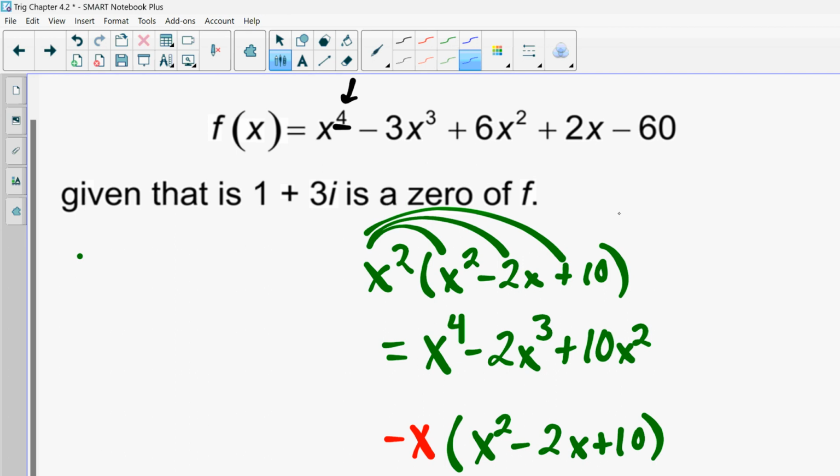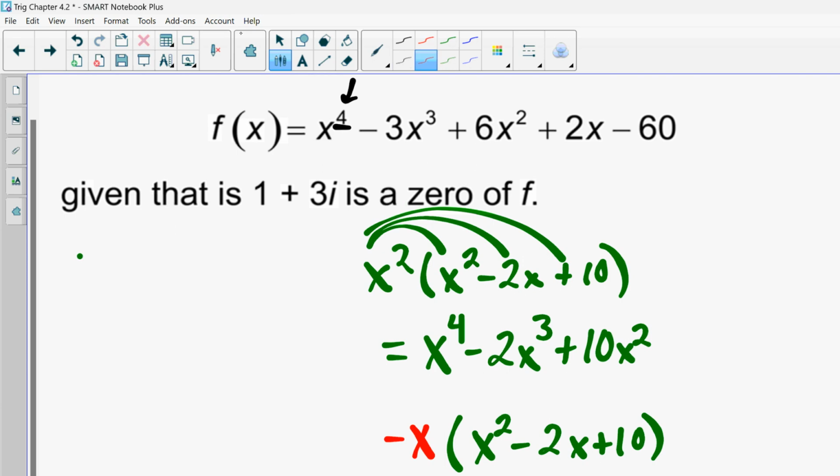And then at this point we would subtract. Negative x cubed minus negative x cubed is indeed 0. Negative 4x squared minus 2x squared would be negative 6x squared. 2x minus negative 10x, negative and negative make plus, giving us plus 12x. We bring down the negative 60.